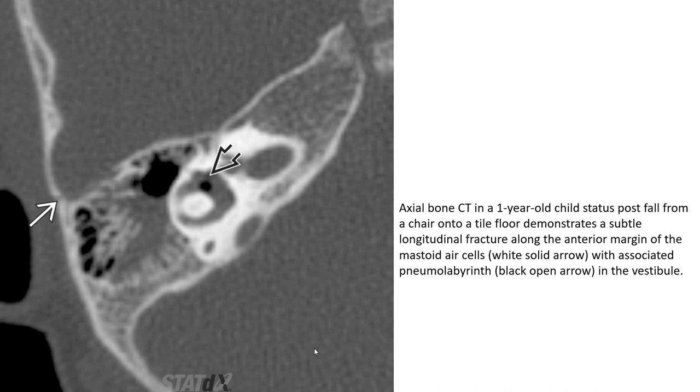This axial bone CT in a 1 year old child who fell from a chair onto a tile floor demonstrates a subtle longitudinal fracture along the anterior margin of the mastoid cells, white slit arrow indicates, with associated pneumolabyrinth, black open arrow indicates, in the vestibule.